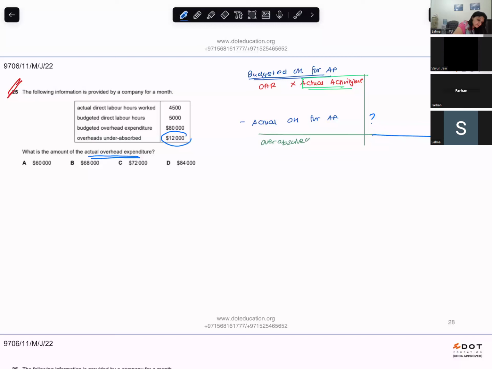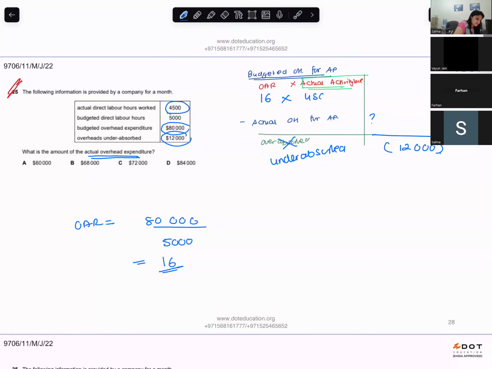Overheads is under absorbed by 12,000, right? Yes, miss. Under absorbed by 12,000, so it is a negative 12,000. OAR, how do you get? Budgeted overheads divided by budgeted activity level. What is the budgeted activity level? It's 5,000 hours. OAR is 16, into actual hours worked, 4,500, is 72,000.